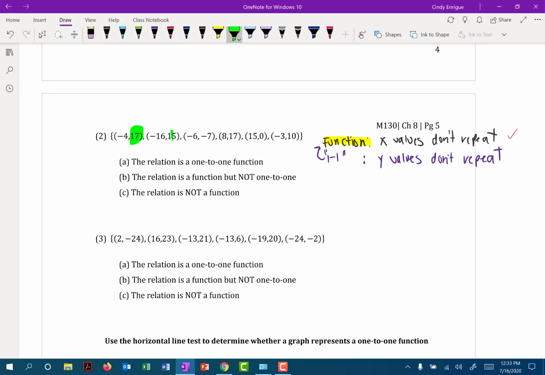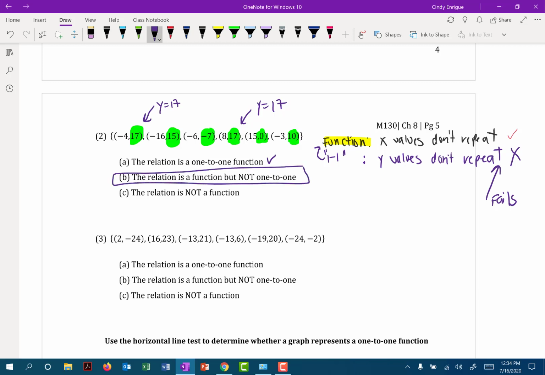Now I'm going to look at my y values. So now that I'm looking at my y values, I want to see if any of them repeat. Well, this is y is equal to 17. And this is y is equal to 17 as well. So here, the y values did repeat. So it fails this criteria. So we definitely know that it is a function, but it's a function that is not one-to-one, because the y values repeat.